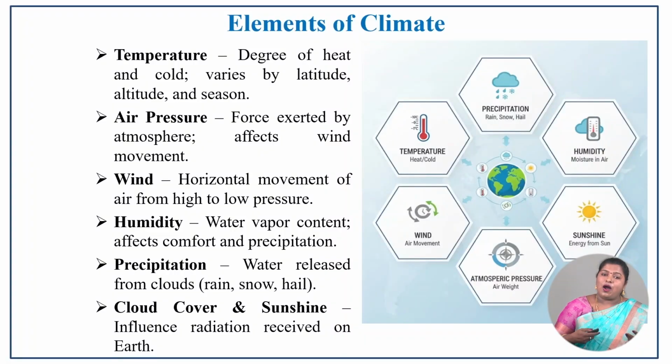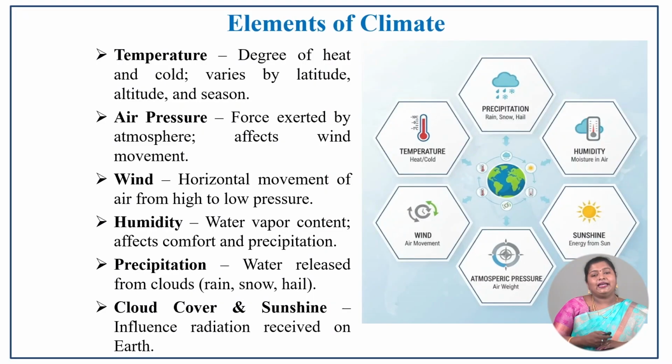And the next one is altitude. The altitude represents the height. The height is above the mean sea level. We measure that from the mean sea level. And then the next one is season. So, all these vary because of this main element, that is temperature.